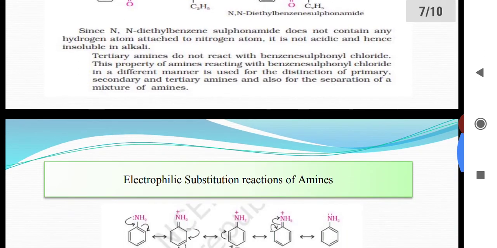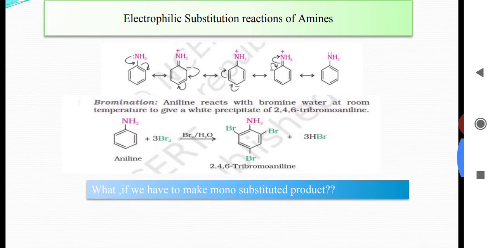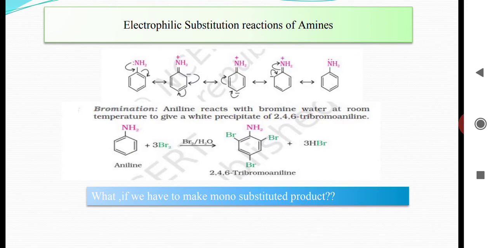Okay. Now children, let us come to the electrophilic substitution reactions of amines. Electrophilic substitution reaction means an electrophile will come and attack the benzene ring where the electron density is more. Now you can see there is a picture of the conjugation which has been shown here. The lone pair of electrons on nitrogen is in conjugation with the benzene ring, so the negative charge is at the ortho and para positions, right? So the incoming electrophile will only attack at the ortho and para positions because of the large electron density here.